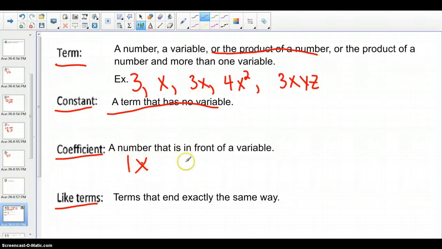1 is the coefficient. When I look at 3x, the coefficient is really 3. And when I look at 4x squared, my coefficient is really 4. Now, what does it mean to be like terms? They are terms that end exactly the same way.